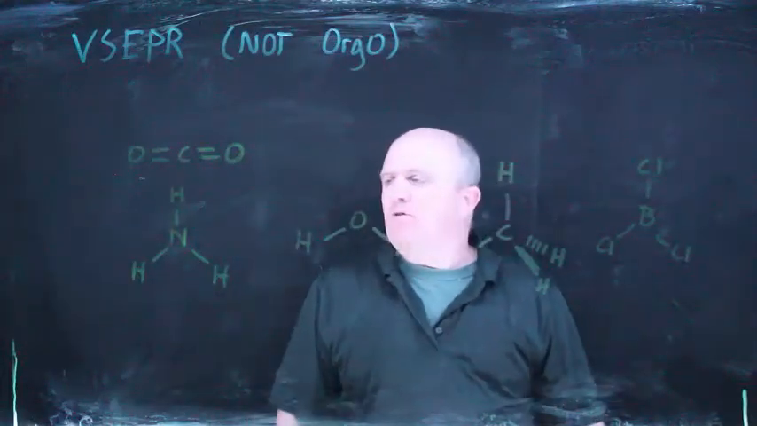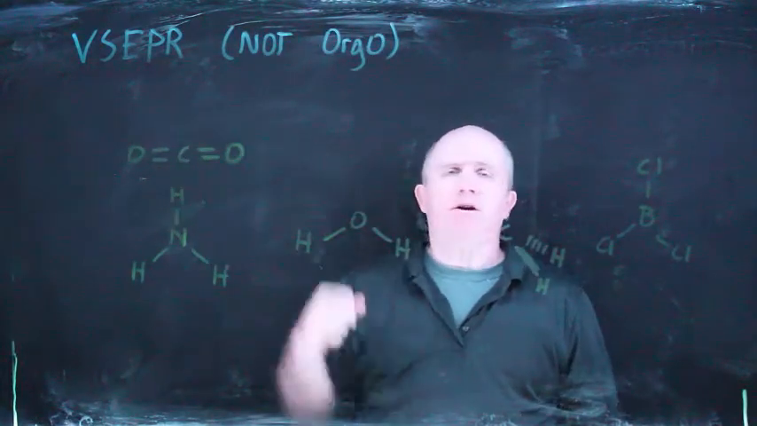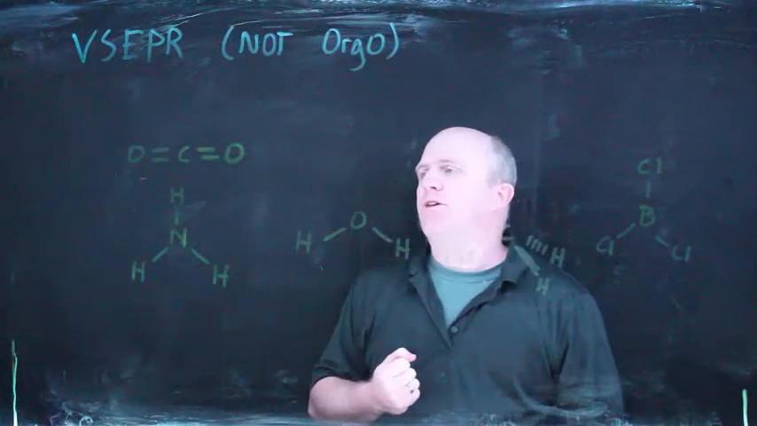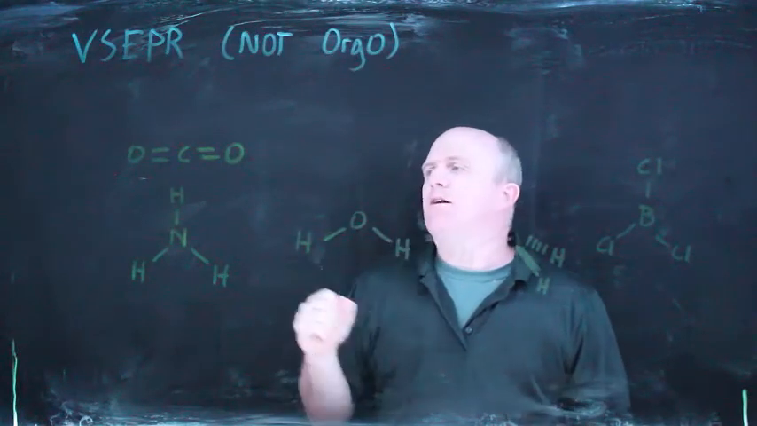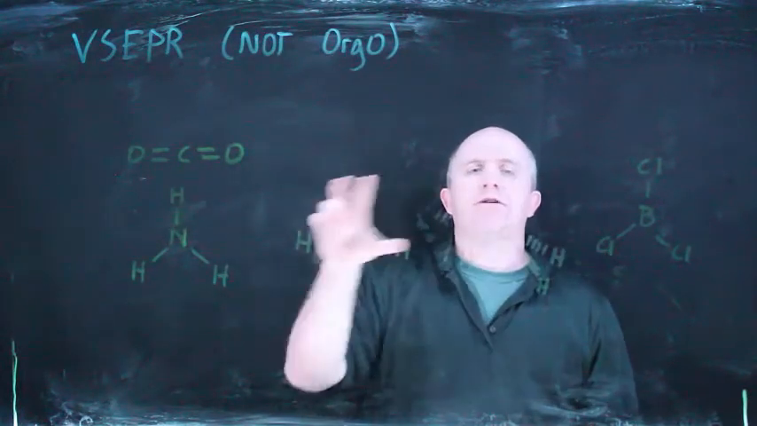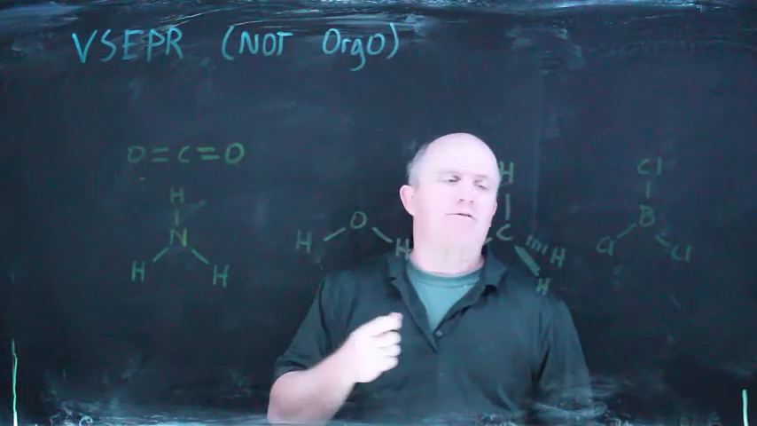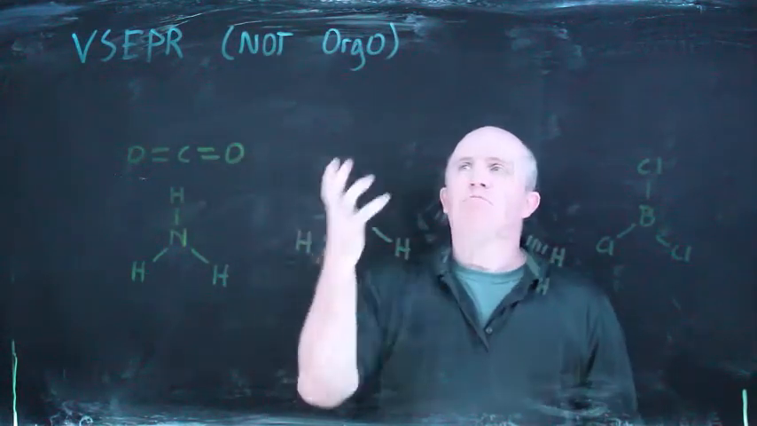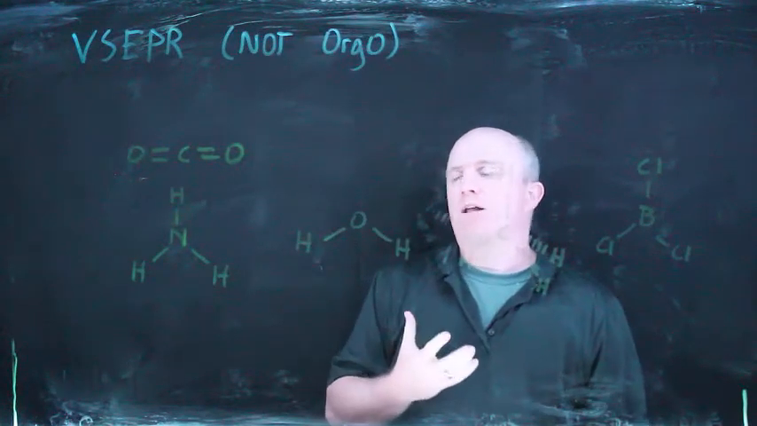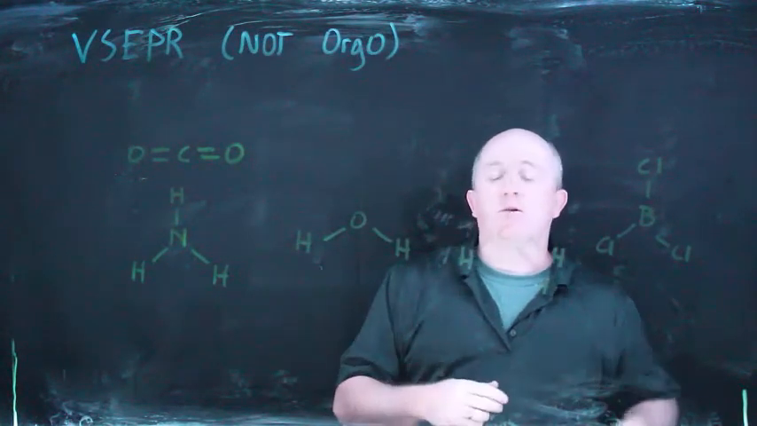So in your previous coursework, you have done VSEPR, valence shell electron pair repulsion theory, largely as a means of establishing what the geometry of molecules like this are. And I have these listed as not organic because even though some of them contain carbons, fundamentally these are straightforward, simple molecules and not the kinds of ones that we're going to be dealing with in organic chemistry.